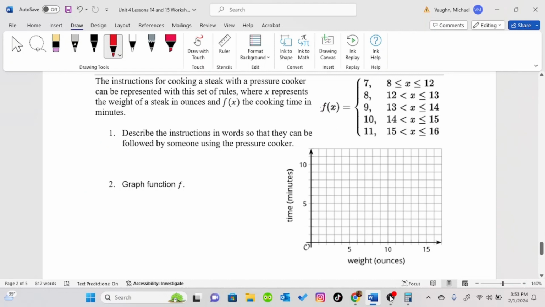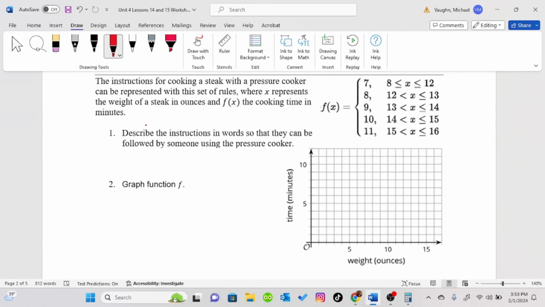The instructions for cooking a steak with a pressure cooker can be represented with this set of rules, where X represents the weight of a steak in ounces and F of X the cooking time in minutes. Describe the instructions in words so that they can be followed by someone using the pressure cooker.